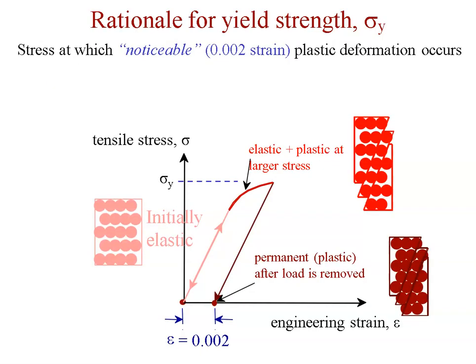Again, here's the rationale for the yield strength. When you apply the tensile stress, you're going to get a rather large strain. Most of that, in fact almost all of it, is going to be recovered when you remove the load, except there'll be some remaining plastic strain equal to 0.002. That's permanent, and it's going to stay there even after the load is removed.